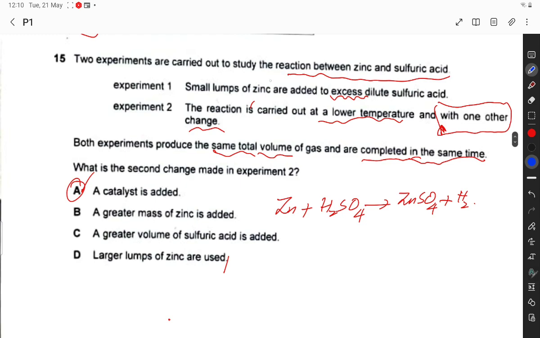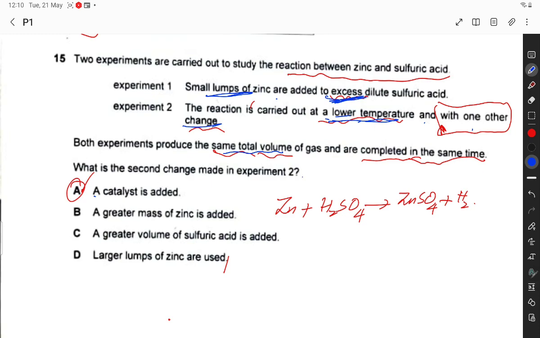Two experiments are carried out to study the reaction between zinc and sulfuric acid. In experiment 1, small lumps of zinc are added to excess dilute sulfuric acid. In experiment 2, the reaction is carried out at a lower temperature and with one other change. Over here small lumps and excess dilute sulfuric acid. Both experiments produce the same total volume of gas and are completed in the same time. Over here is a lower temperature, but small lumps of zinc are added at lower temperature with one other change. So what is the second change made in experiment 2?